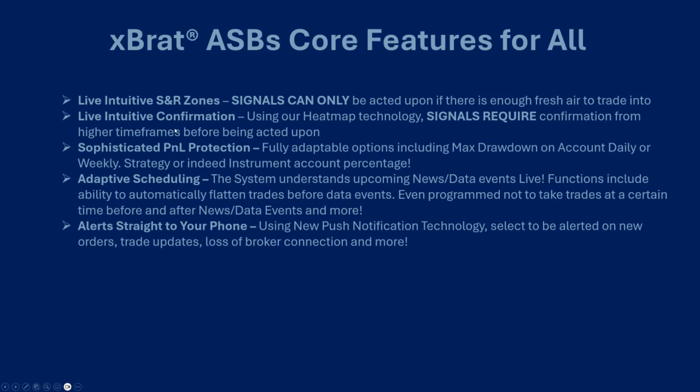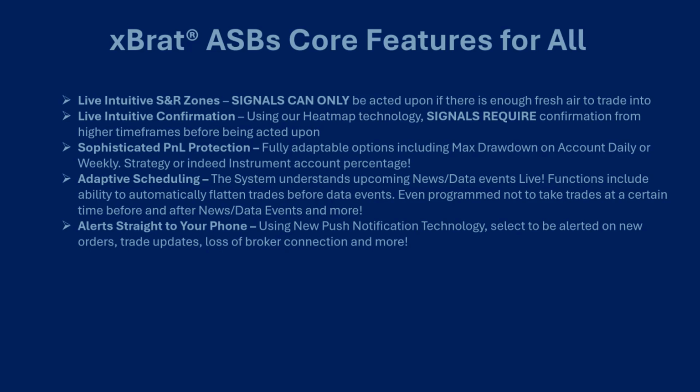So let's go back to those core features for all. We have live intuitive support and resistance zones, so signals can only be acted upon if there's enough fresh air to trade into. We have live intuitive confirmation. Using our heat map technology, signals require confirmation from higher time frames before being acted upon by the system. We also have sophisticated P&L protection. Fully adaptable options include max drawdown on account, daily or weekly, by strategy or indeed instrument, or account percentage.